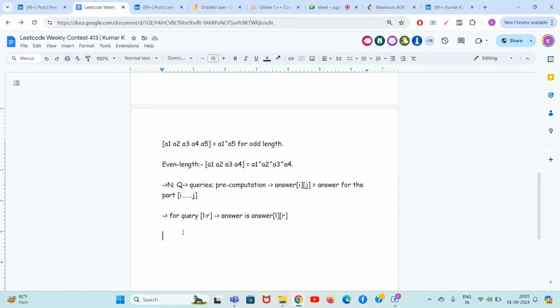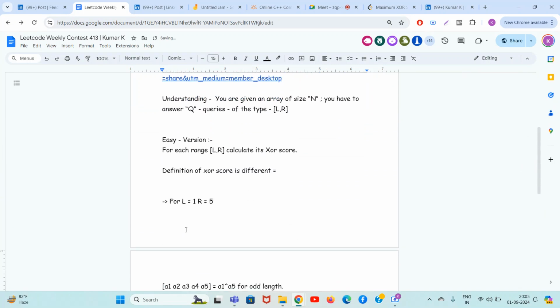Okay, so it is over. So at least you understood the easy version of the problem. What was the easy version? For any subarray, you just calculate the XOR score of that subarray. Easy version is what? For each range L to R, calculate XOR score. Hard version we are going to discuss, don't worry.